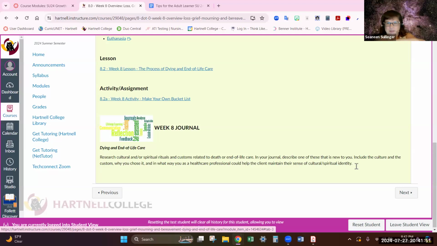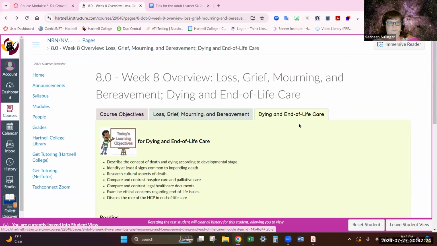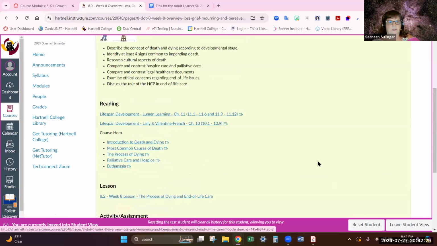So this is kind of similar to the Padlet that you did on the birth practices, postpartum practices. It's just not a Padlet. So any specific culture, spiritual ritual, custom, and describe it and how you could help the family maintain their sense of culture and spiritual identity. Sometimes in those rough times, healthcare professionals do a poor job of doing that because we want to get it done, and that doesn't serve the family or the client. All right, so we are back there. We did that. We did that. We did that. All right.